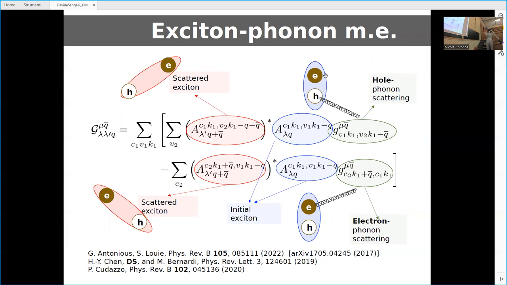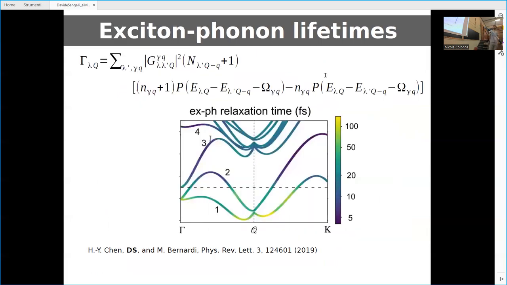There are two terms. One can imagine that one term describes the initial exciton where the phonon is coupling through the hole, so the hole is scattered into the final exciton, and then another term where I have the initial exciton and the phonon is coupling with the electron, which is then scattered into the final exciton. And if you go through all these, you can get again a band structure. This time it is the exciton dispersion, not the one-particle dispersion, where you don't just have the energies, but also the lifetime of the exciton associated to every point in space.